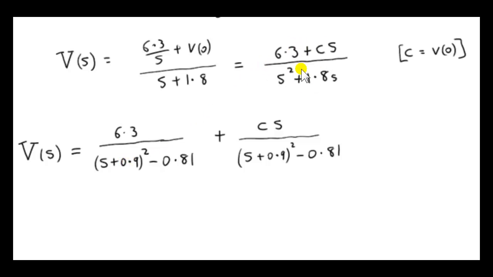Now notice that I've split this fraction into two fractions. I've taken 6.3 over the denominator and c times s over the denominator.